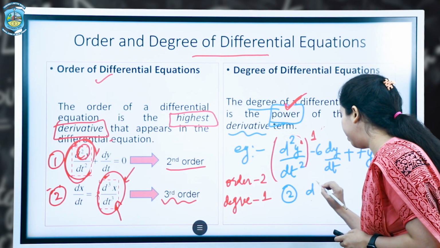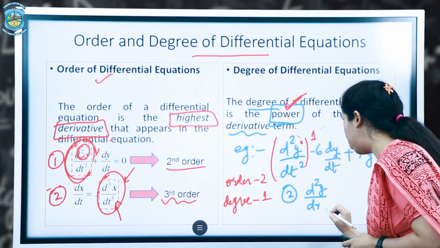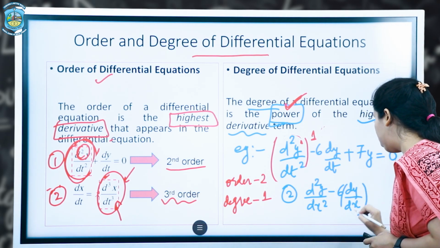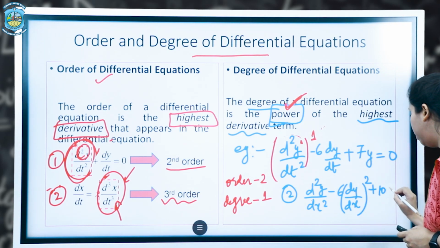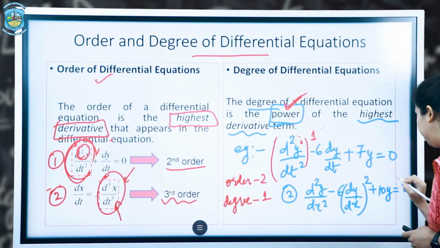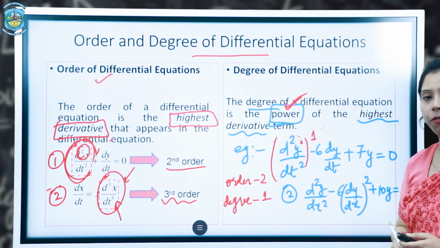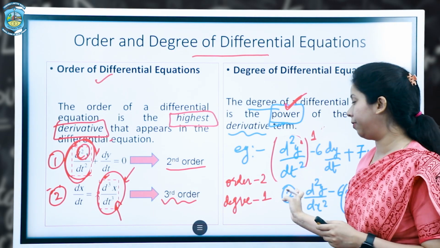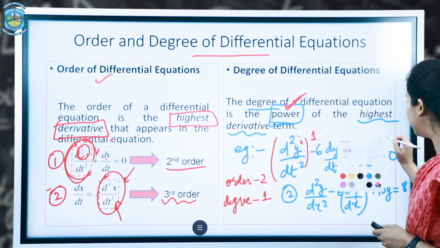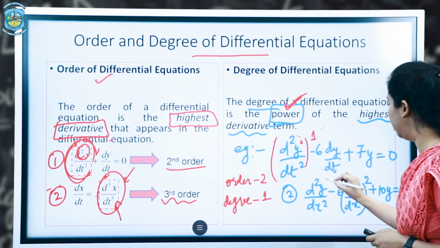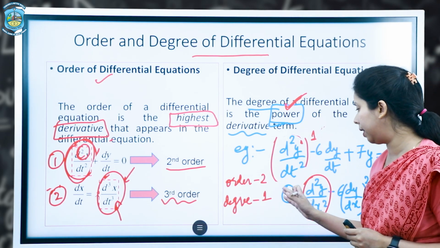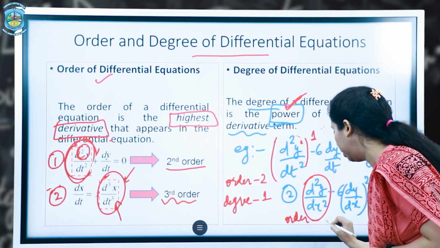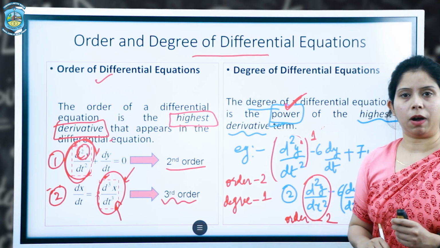So here we have a differential equation d2y by dx square minus 6 dy by dx whole square plus 10y is equal to 8. So this is also a differential equation, and the highest order derivative that is appearing in this differential equation is d2y by dx square. This is the highest order derivative that is appearing in this equation. The order is 2. Now, talking about the degree.